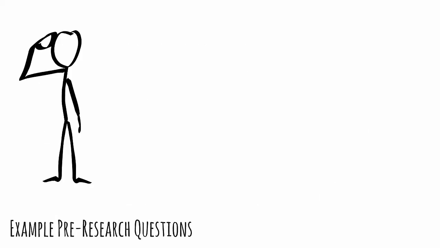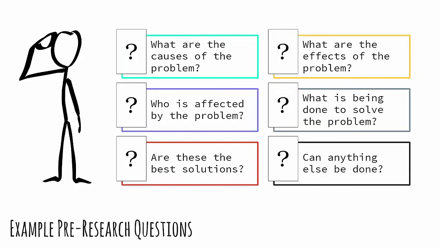During the pre-research portfolio phase, you'll ask questions like, what are the causes of my problem? Who is affected by my problem? Are the solutions offered by my organization the best ones? What's being done to solve this problem, and can anything else be done to solve the problem? So basically, the pre-research portfolio is designed to get you to do some guided critical thinking about the topic you would like to write about in your final research paper.